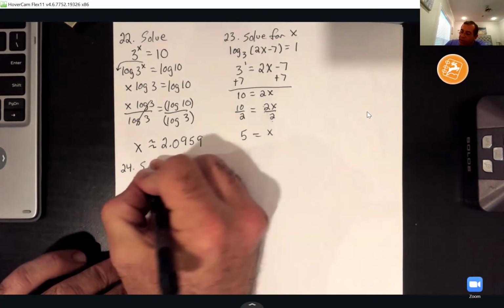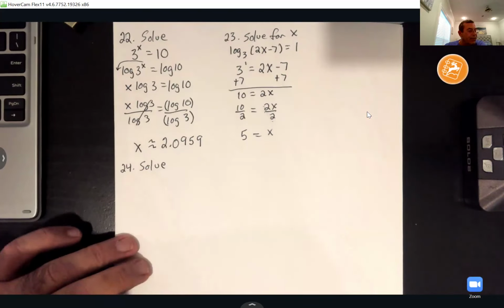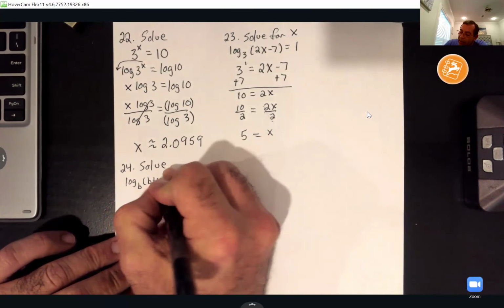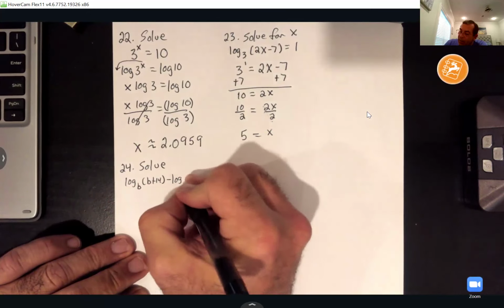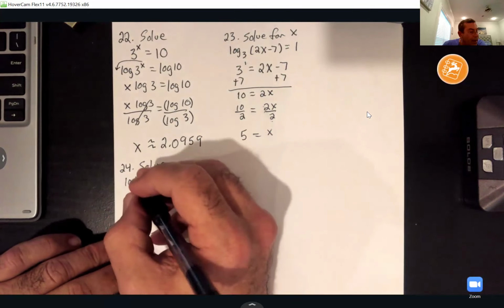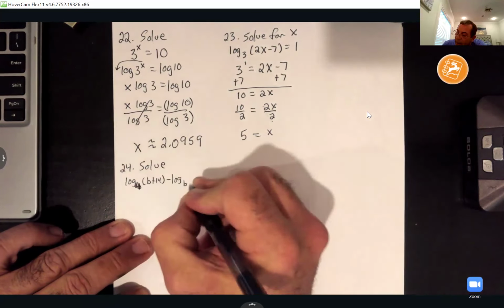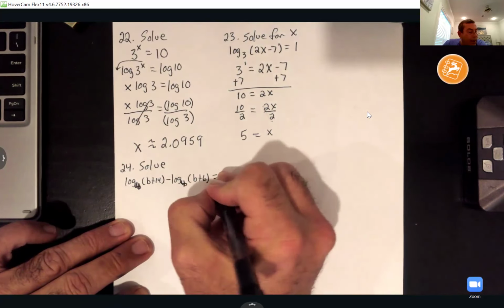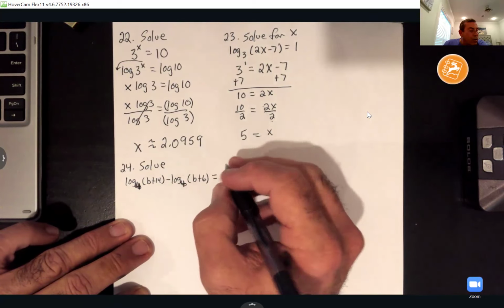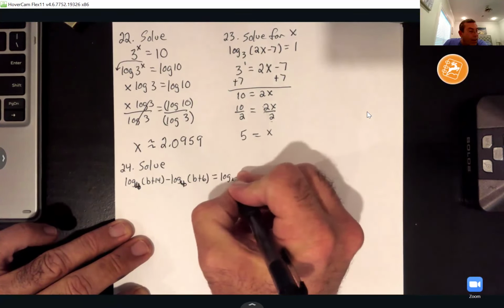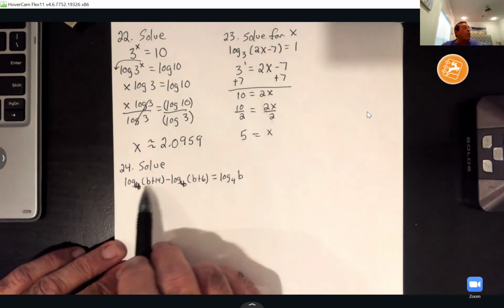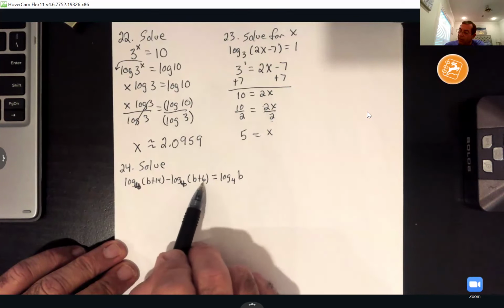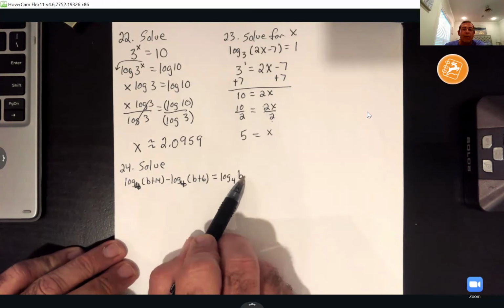All right, y'all, same thing. 24, solve. Log base 4 of b plus 14 minus log base 4 of b plus 6 equals log base 4 of b. Whoops, those are 4s, y'all. My bad. Log base 4 here and log base 4 here.